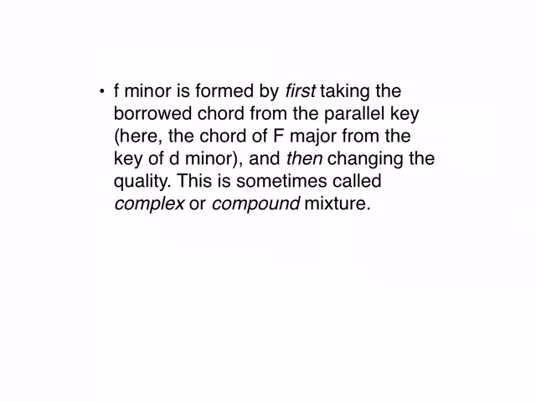F minor, the third example, is formed by a two-step process. First, you take the borrowed chord from the parallel key, and here we take F major from the key of D minor, and then we change the quality, turning F major into F minor. And this is sometimes called complex or compound mixture. Let me show you on the staff to illustrate.